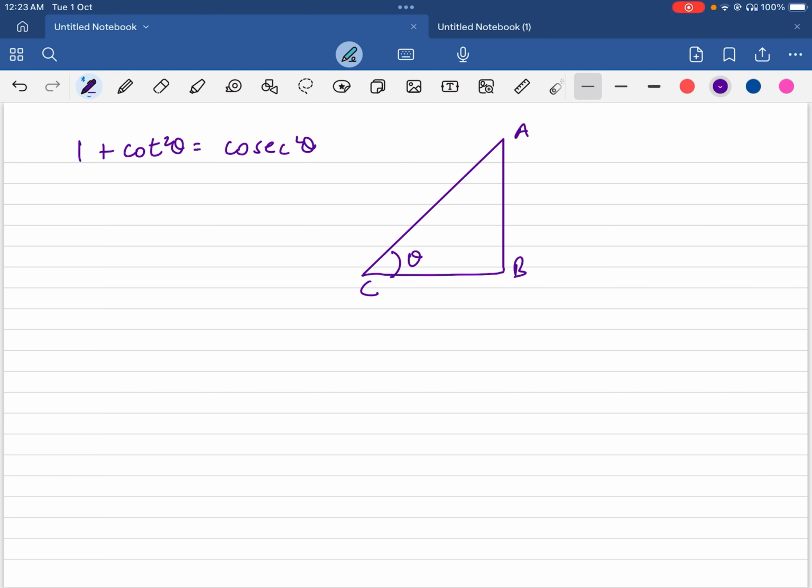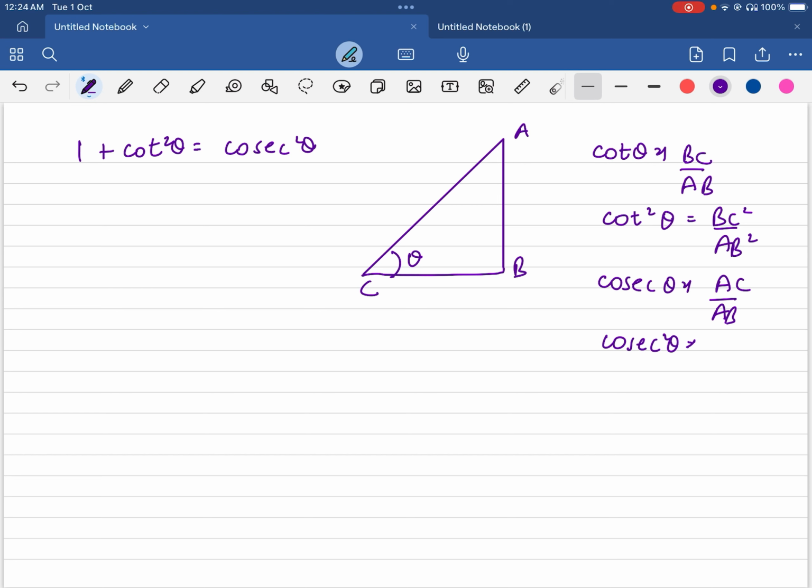So we will first find out the cot theta. Cot theta is 1 upon tan theta, which is base upon opposite. So BC upon AB. When you square this up, we will write it down as cot square theta is equal to BC square upon AB square. Similarly, cosec theta is going to be 1 upon sine theta, that is going to be AC upon AB. So cosec square theta is going to be how much? AC square upon AB square.